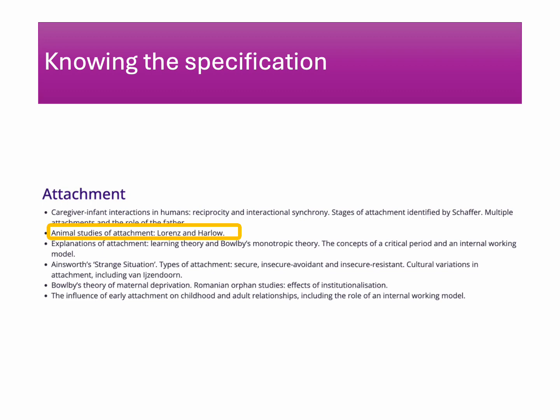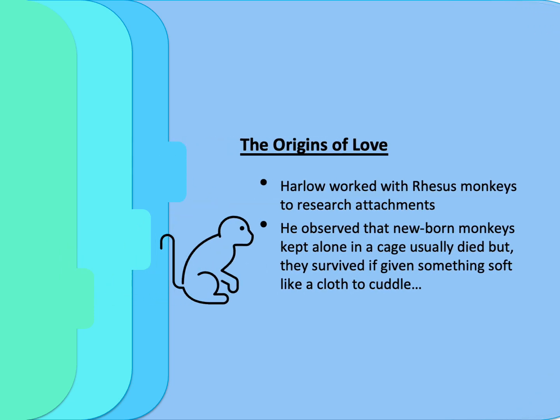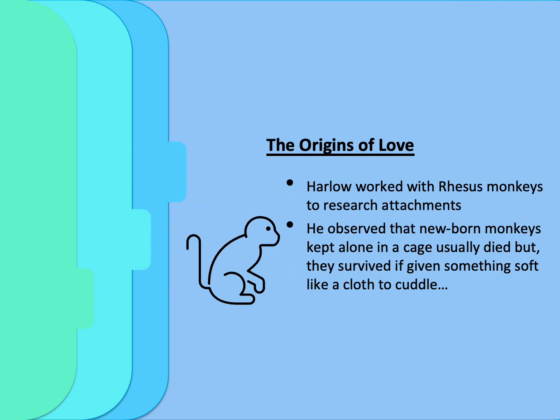So to begin, let's have a look at Harlow's study. Harlow's study was on rhesus monkeys, and Harlow first observed that newborn monkeys that were kept alone in a cage usually died, but they would survive if they had something soft and cuddly to hold on to. So this is why it's called The Origins of Love, and this is the sort of link that Harlow was trying to make about the importance of attachment for comfort and survival.